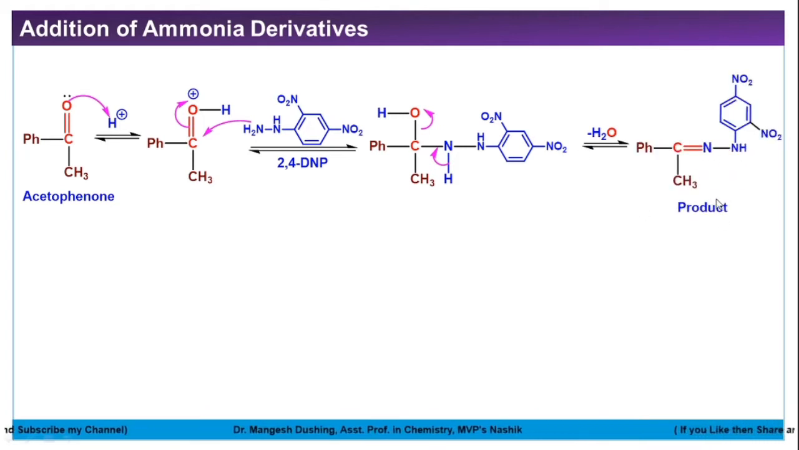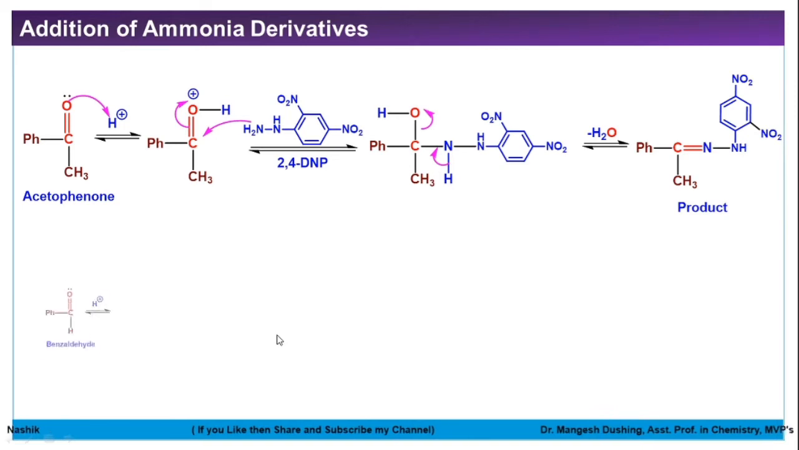This is called 2,4-dinitrophenylhydrazone. So this is the addition product with acetophenone. So this is called acetophenone 2,4-dinitrophenylhydrazone. So this type of reaction.